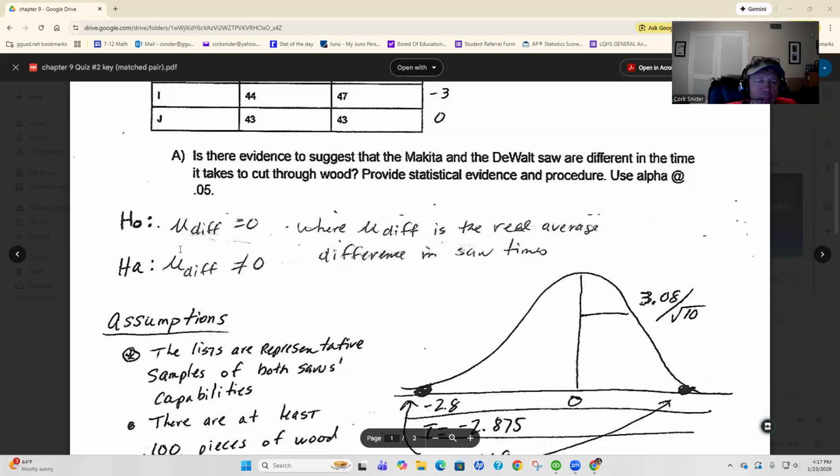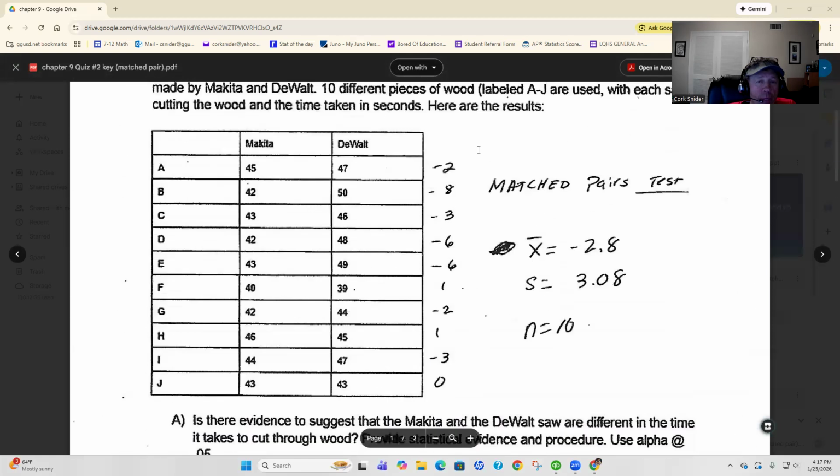Alpha is .05. So I'm going to use mu with a subscript, mu sub difference. I didn't want to spell out the whole word difference. I put mu sub difference equals 0, and mu sub difference is not 0, where mu diff is the real average difference in saw times. Okay, so I'm really down to just one mu because this is my list. These two lists really aren't necessary. It's these two. I mean, this could be 100. This could be 102. It's still a difference of -2.